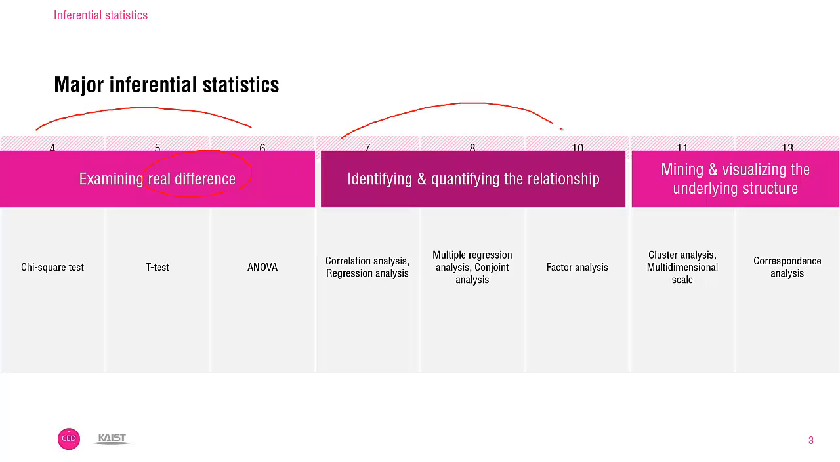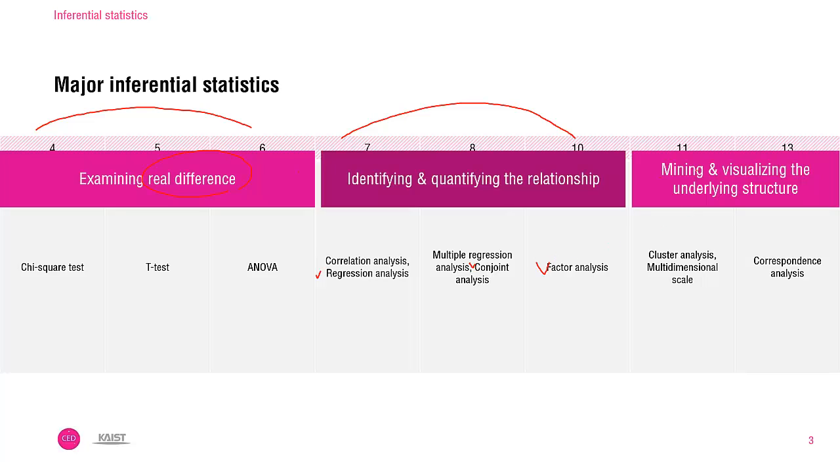Then the second group. The second group is to identify a relationship between variables and to quantify them. Starting from the correlation analysis, we will cover regression analysis, conjoint analysis, and factor analysis.